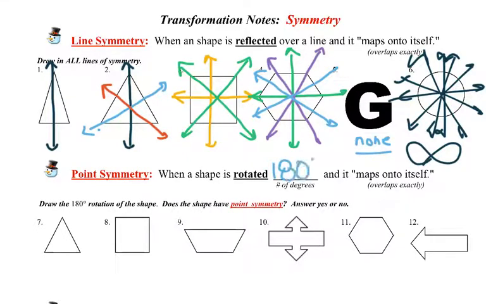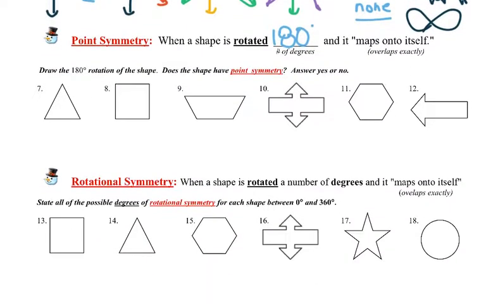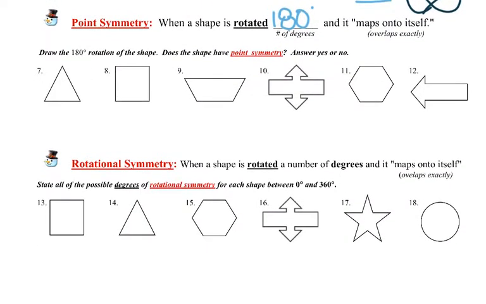Point symmetry is when you turn a shape upside down, aka rotate it 180 degrees, and it stays the same. So I usually have this point drawn in where we got to turn the shapes upside down. So if we turn this triangle upside down, is it the same? No, it is not. If we turn this square upside down, is it the same? Yes. What do you think about the trapezoid? If we turn it upside down, is it the same? You're right. No, it wouldn't be the same.